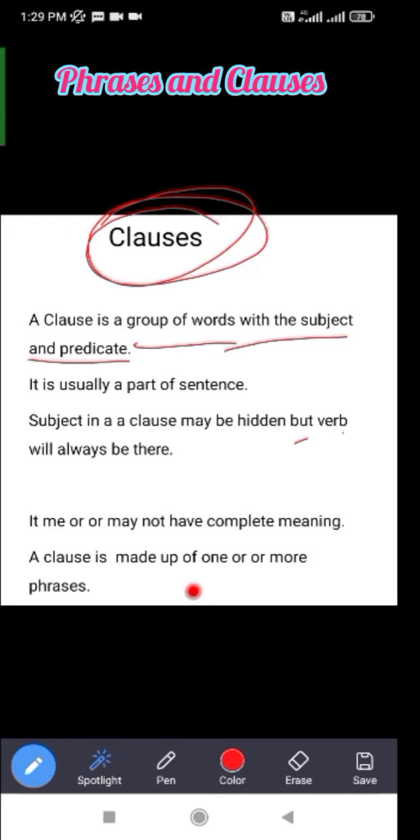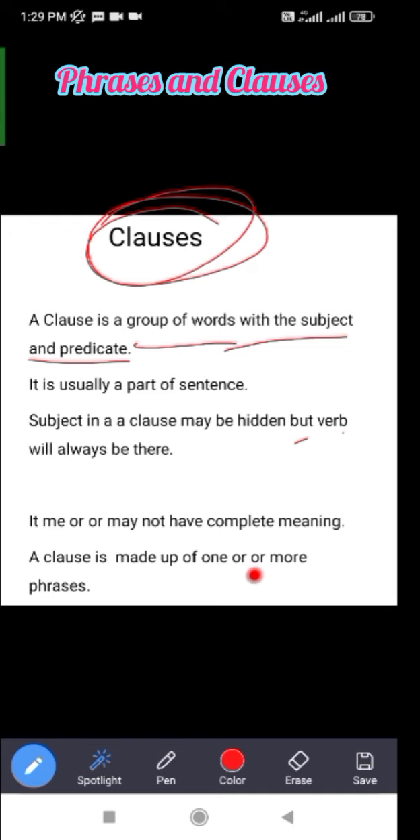So if I say "give me", that is also a phrase. And "a cup of tea" is also a phrase. So here two phrases together have made a clause. That is a complete sentence, that gives complete meaning. So complete meaning is coming.